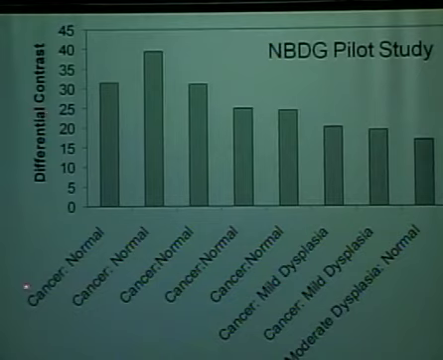This was a biopsy pair that was cancer and normal. You can see the differential contrast is more than 30. So here are all the cancer normal pairs, and we have differential contrast ranging from 25 up to 40. When we look at cancer and mild dysplasia, we have differential contrast of about 20, and then this was a moderate dysplasia relative to normal. So by combining those two features, we're able to really maximize the amount of contrast that is available.